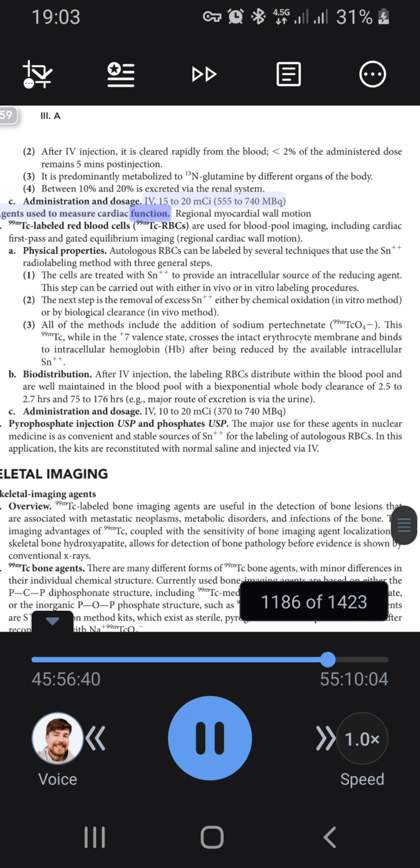B. Agents used to measure cardiac function. Regional myocardial wall motion. 1. 99mTc-labeled red blood cells, 99mTc RBCs, are used for blood pool imaging, including cardiac first pass and gated equilibrium imaging, regional cardiac wall motion. A. Physical properties. Autologous RBCs can be labeled by several techniques that use the Sn(II) radiolabeling method with 3 general steps. 1. The cells are treated with Sn(II) to provide an intracellular source of the reducing agent.